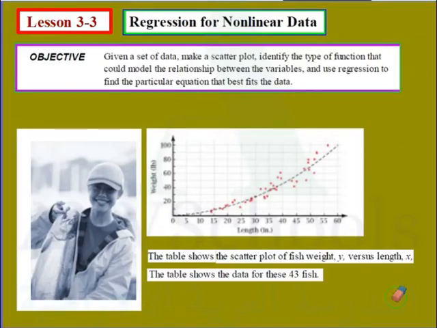Welcome to Lesson 3-3, Regression for Nonlinear Data. Our objective is, given a set of data, make a scatter plot, identify the type of function that could model the relationship between the variables, and use regression to find a particular equation that best fits the data.